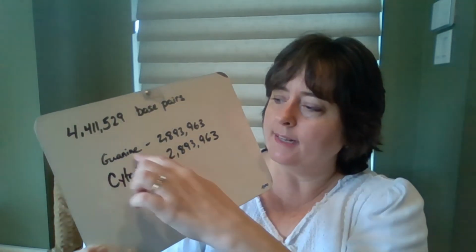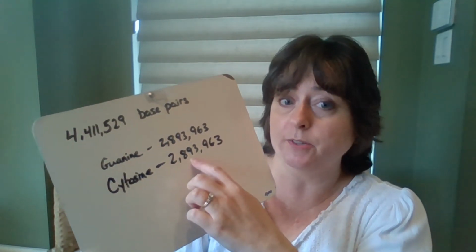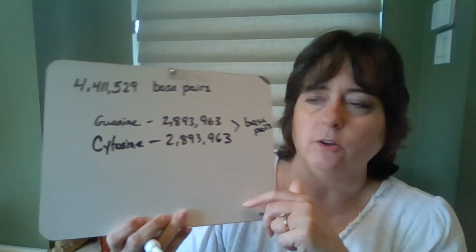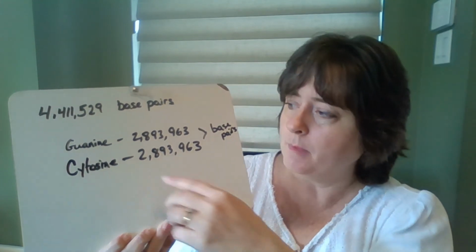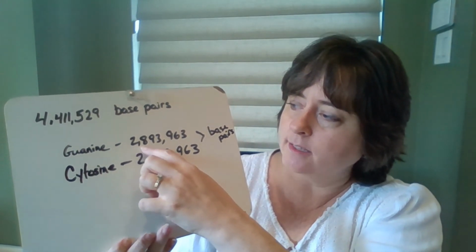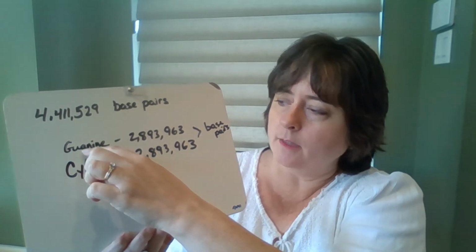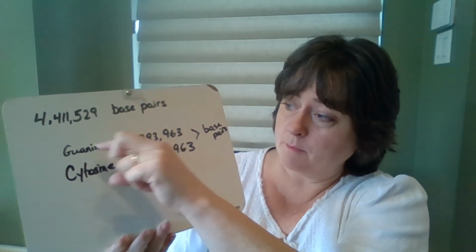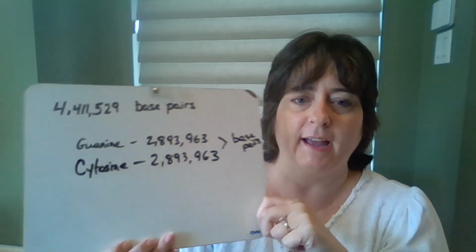All right, so guanine and cytosine are pairs. Guanine is individual socks. Cytosine is another sock. Together, they make up base pairs. So to find out what's left over, what's available to be adenine and thymine, we're going to subtract this 2,893,000 number of pairs. I've got that many pairs of guanine and cytosine.